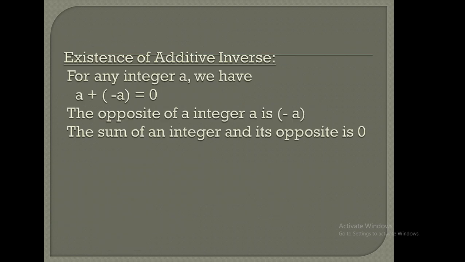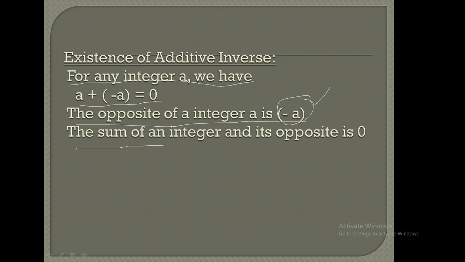Now we will move to the next slide, that is the existence of additive inverse. It says that for any integer a, we have a plus in bracket minus a equals 0. The opposite of an integer a is minus a.